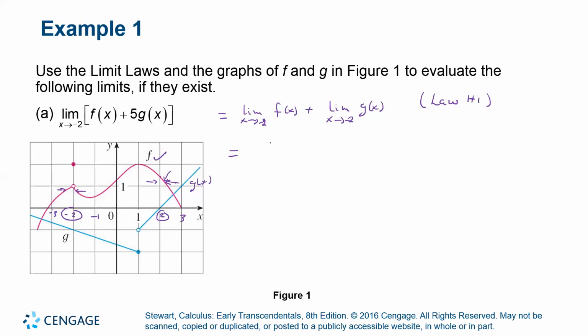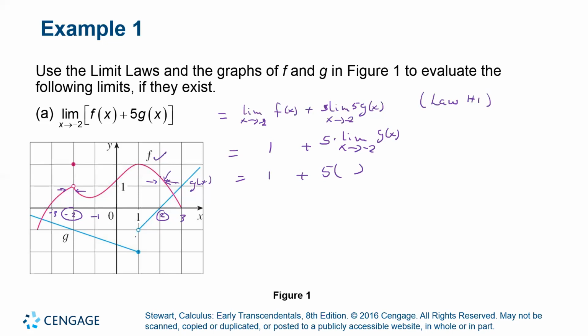So this is equal to 1 plus, actually this is what? 5 times that, okay? We had this times 5. So this is equal to what? 5 times the limit x approaching -2 of the function g of x, okay? This is 1 plus 5 times, what is that?